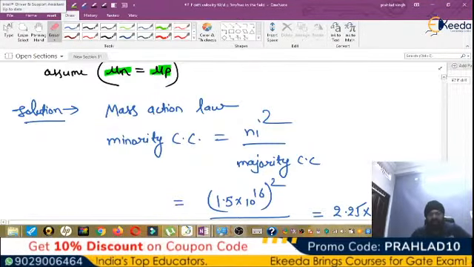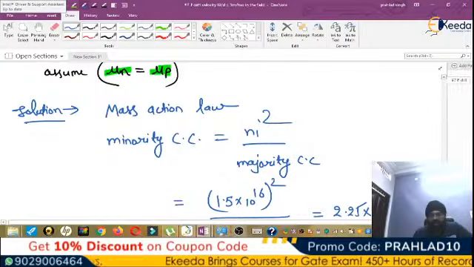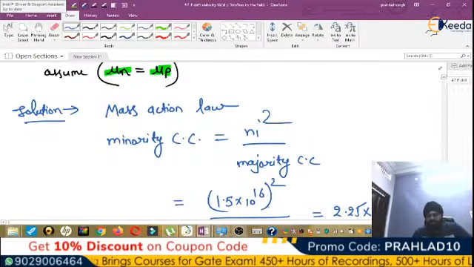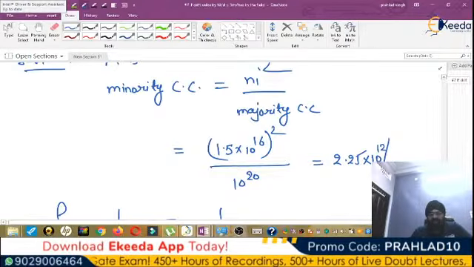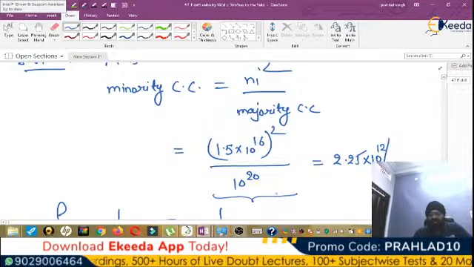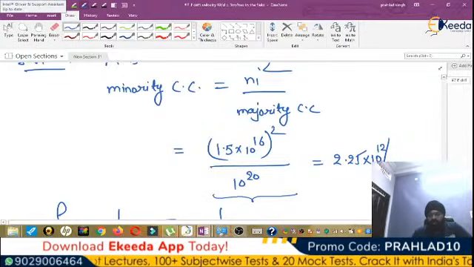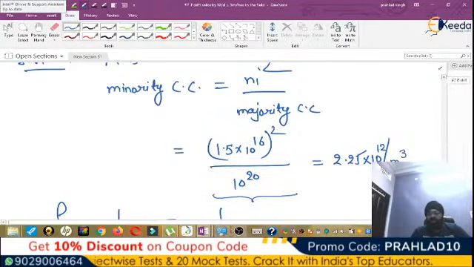So by the mass action law, the minority carrier concentration is ni square divided by the majority carrier concentration. So ni square is 1.5 into 10 to the power 16 whole square, divided by the majority carrier concentration, which is 10 to the power 20. So this answer here is 2.25 into 10 to the power 12 per meter cube.